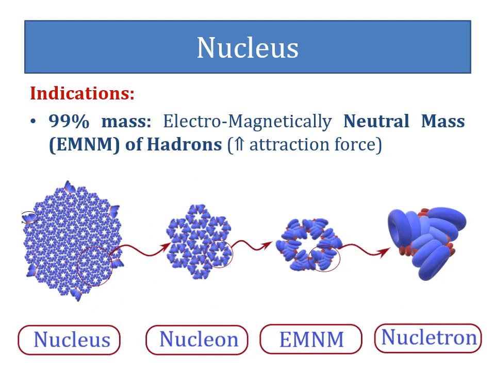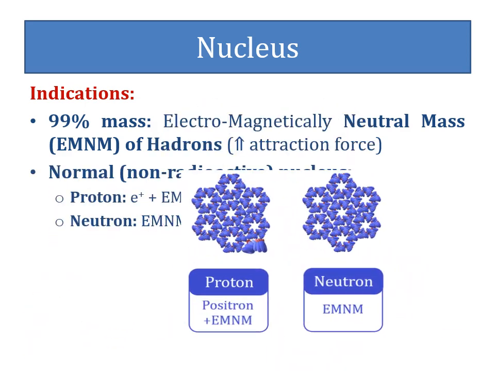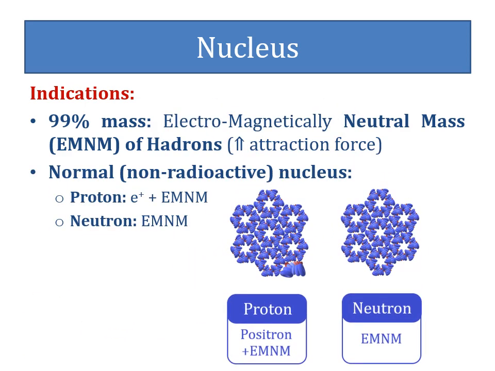This remaining 99% mass of the nucleus may possess electromagnetically neutral mass of hadrons, which contributes to very strong attraction forces not only for one another but also for surrounding dark matter. It can be hypothesized that within the normal non-radioactive nucleus, a proton is made up of a positron along with electromagnetically neutral mass, and a neutron is made up of the electromagnetically neutral mass only.